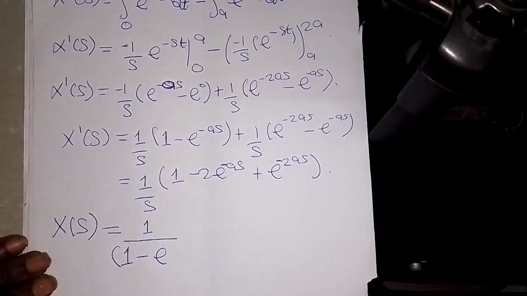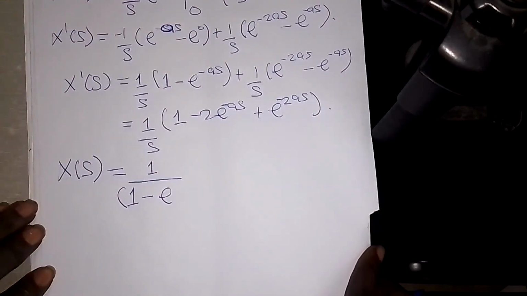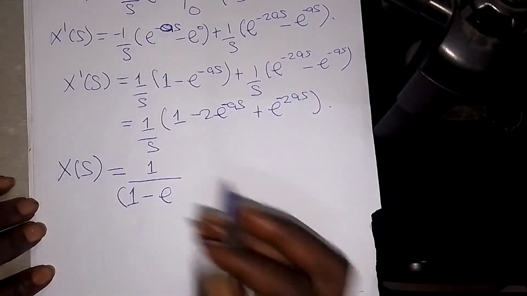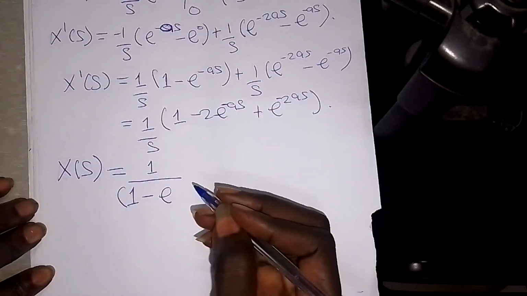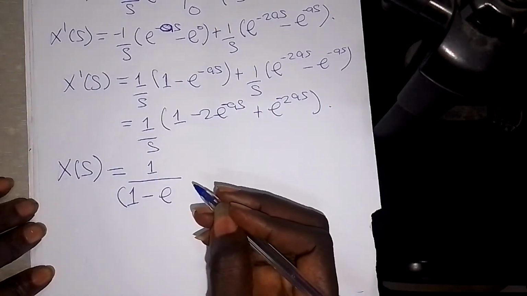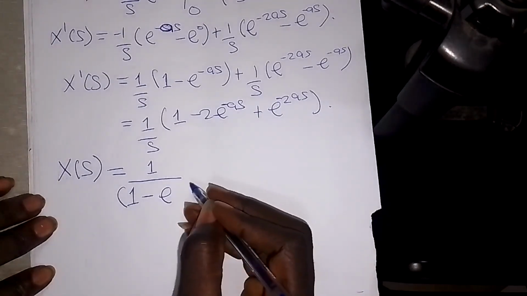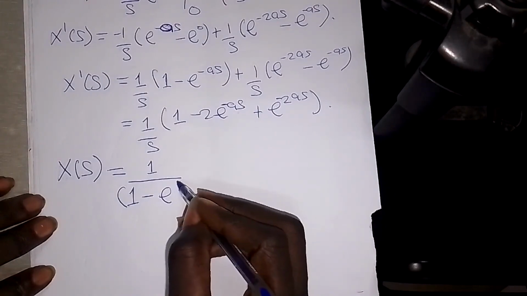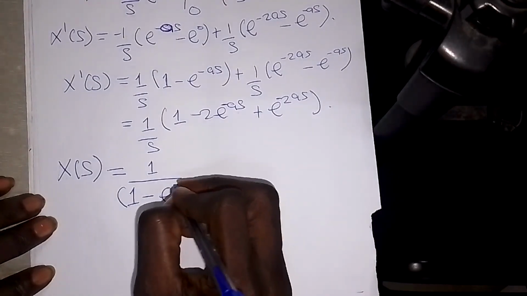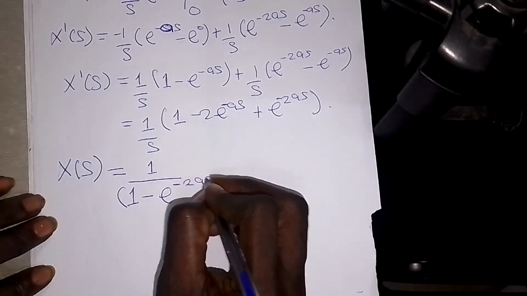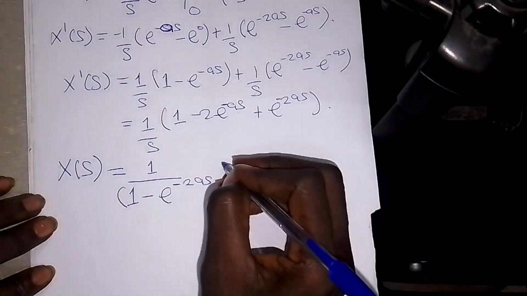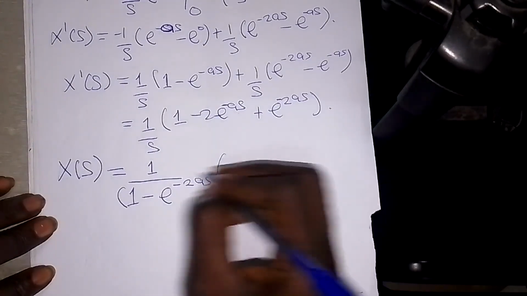But I told you that the T is for the period, and the period here is 2a. So it is e to the minus st, and the T is for the period, and the period is 2a. So it is minus 2as, e to the minus 2as.